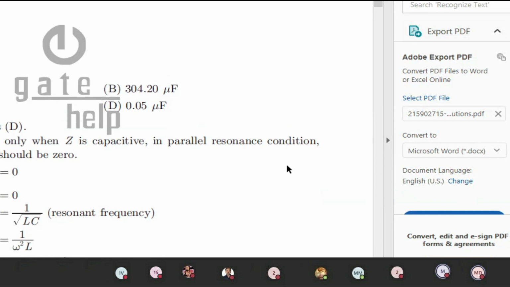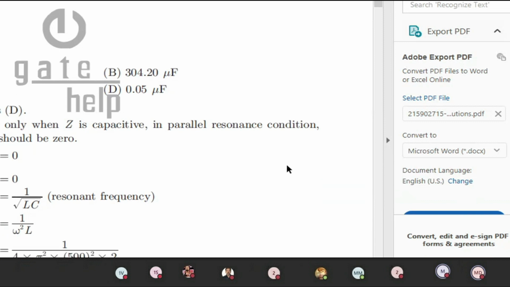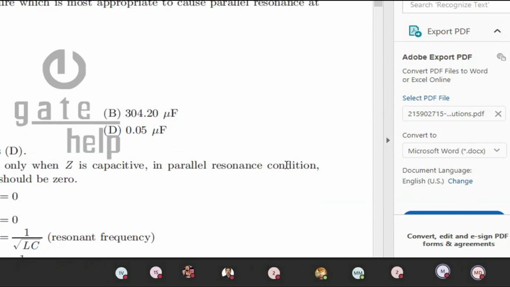What is omega? It is given in the question as 500. What is L? 2 henry. So from that, C is equal to 0.05 microfarads. So choice D is correct. Kindly understand, students, for a parallel circuit, susceptance must be 0. For a series circuit, inductive reactance should be equal to capacitive reactance. Kindly understand these variations.